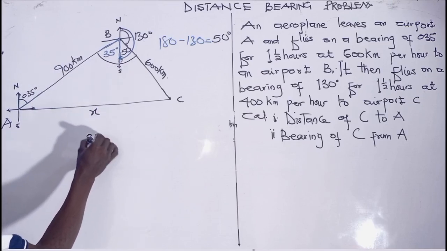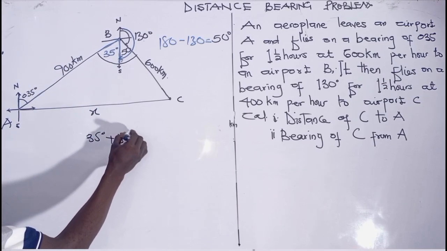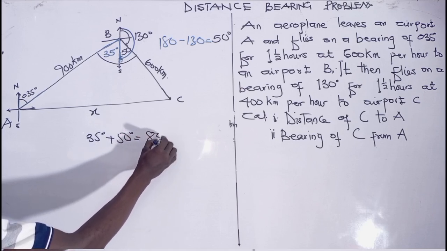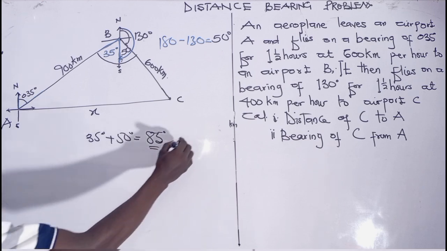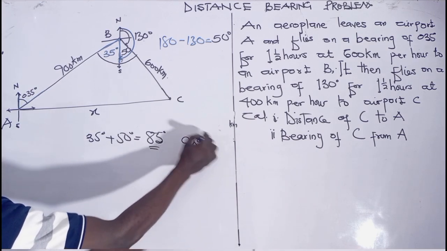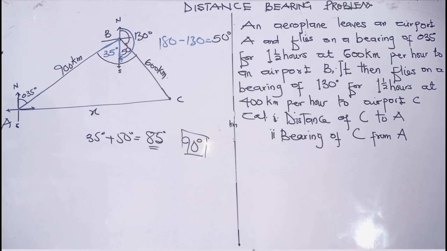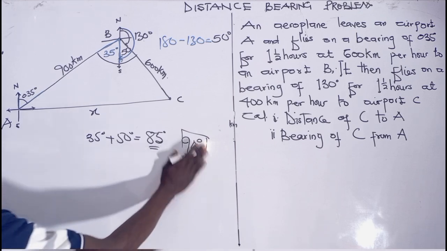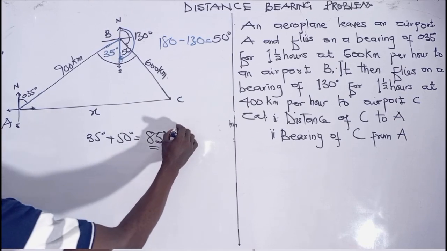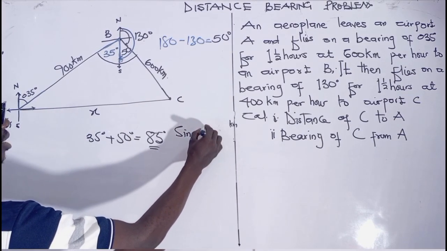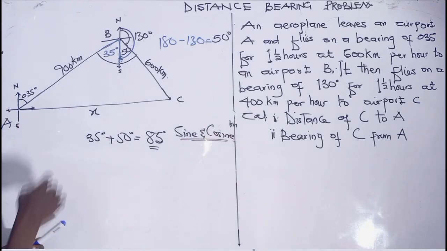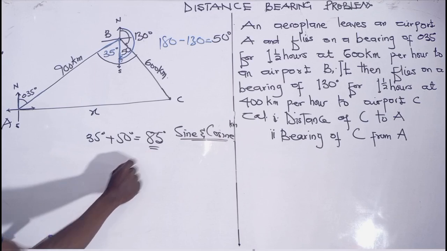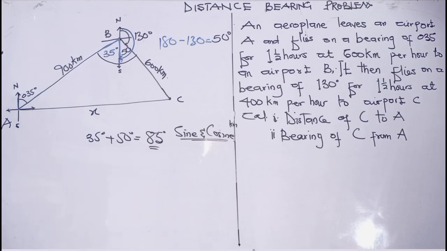Now let's add these two angles together. So we have 35 degrees plus 50 degrees, that gives us 85 degrees. Now if the transit angle is 90 degrees, then we are going to make use of the Pythagoras theorem and the trig ratios. But if it is not 90 degrees, then we are going to make use of the sine and cosine rule. This is what we are going to use, since the angle at the transit point is not equal to 90 degrees.